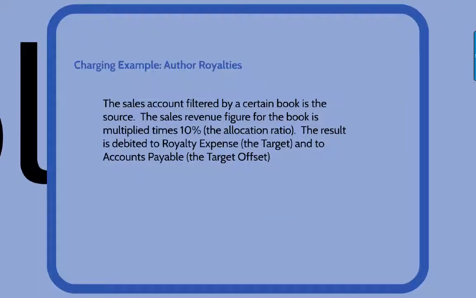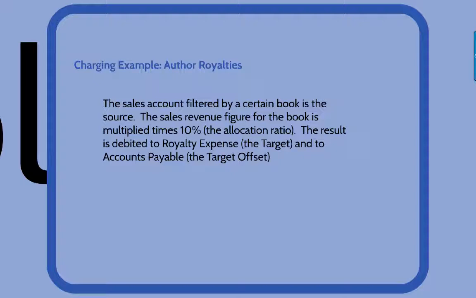Okay, so the sales account for a certain book, let's say, is the source. Okay, the sales revenue figure for that book is multiplied by 10%. That's the allocation ratio, and the result is debited to royalty expense. Okay, this is the commission. This is the royalty to the author. Okay, the royalty expense, and that's the target, and in the target is also the credit to accounts payable, the target offset.